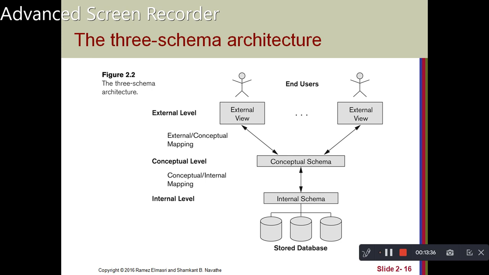Here we see the stored database. The internal schema describes the access path, that is, how to access the data in the database and how the data is stored in the database. The conceptual schema lies between the external level and the internal level. It holds the constraints and structure of the whole database. Based on the conceptual schema, we view the data in the database. What data is stored in the database, and how we are going to view it, is the external view.